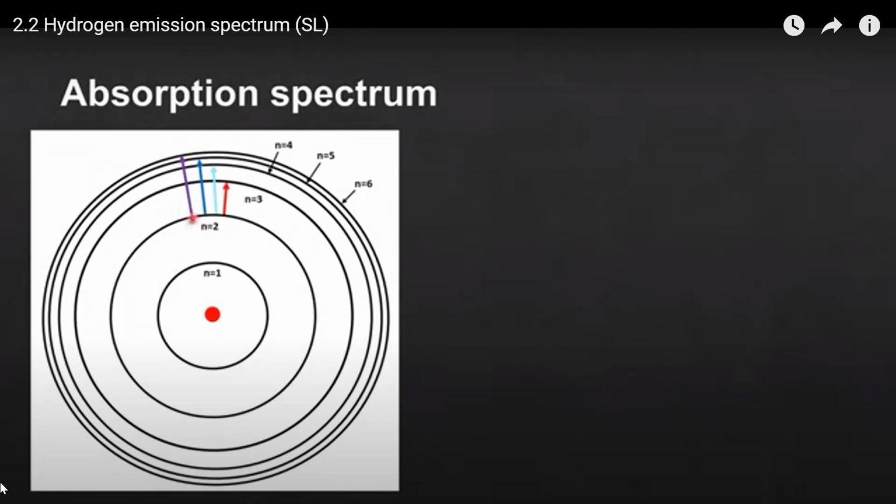Those black lines represent the light that was absorbed, the wavelength of the light that was absorbed. Does that make some kind of sense? Yes? Yes.